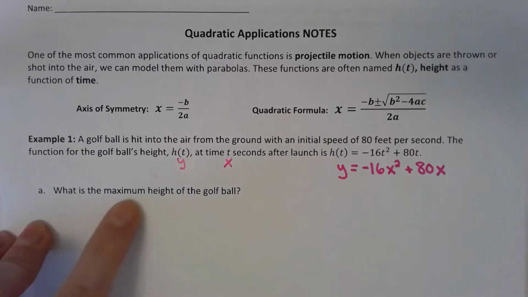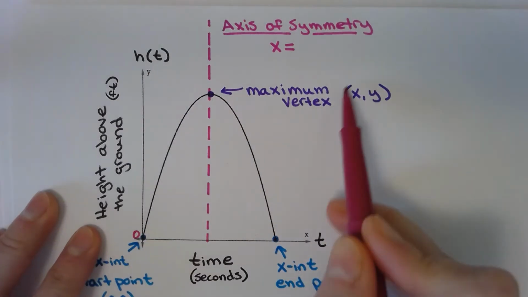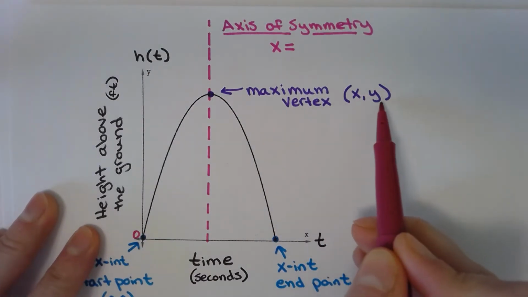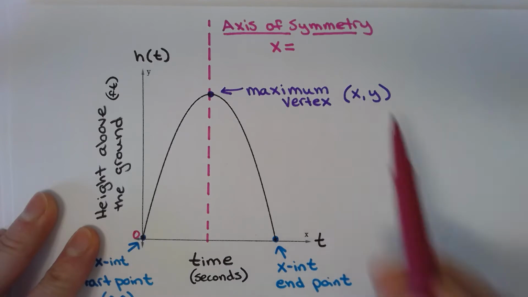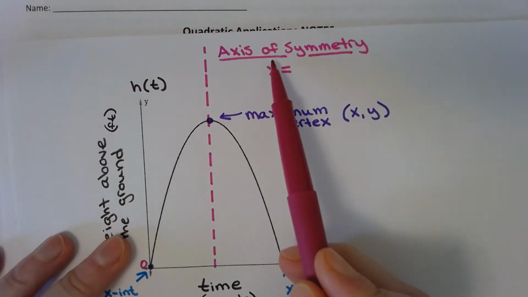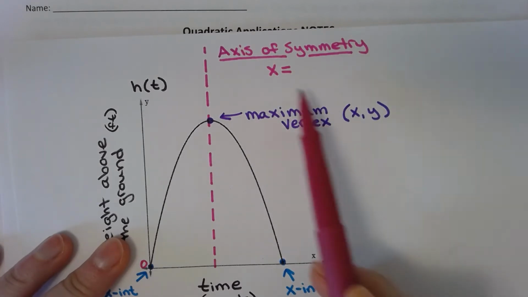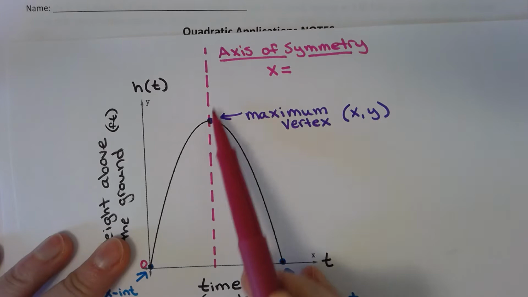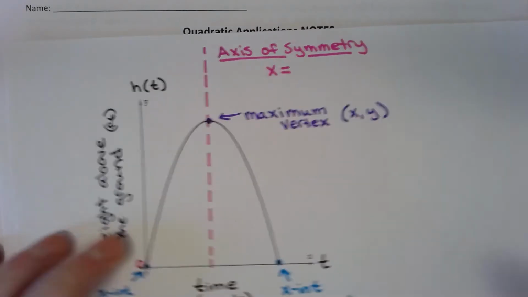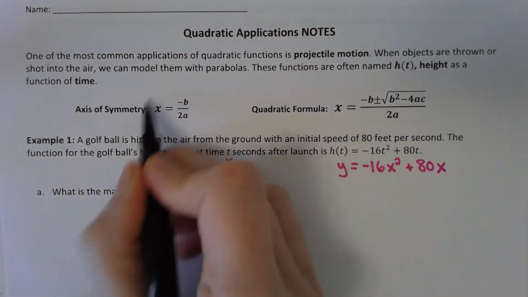So if they're asking us to find the maximum height of this golf ball, what they're actually asking us is part of our vertex. They're actually asking about the y value of the vertex. Now, what we are going to have to do is find the axis of symmetry, because the axis of symmetry has the exact same x value as the vertex. That's why the vertex is on that vertical line right there. And we have an equation for the axis of symmetry right up here.